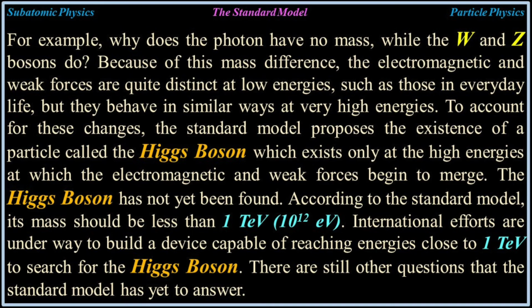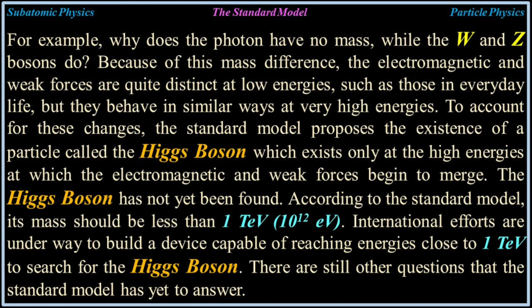Because of this mass difference, the electromagnetic and weak forces are quite distinct at low energies, such as those in everyday life, but they behave in similar ways at very high energies. To account for these changes, the Standard Model proposes the existence of a particle called the Higgs boson, which exists only at high energies at which electromagnetic and weak forces begin to merge. The Higgs boson has not yet been found.